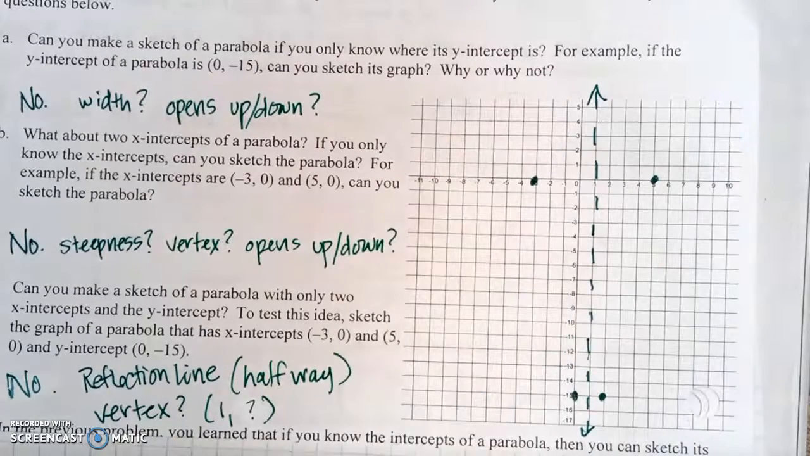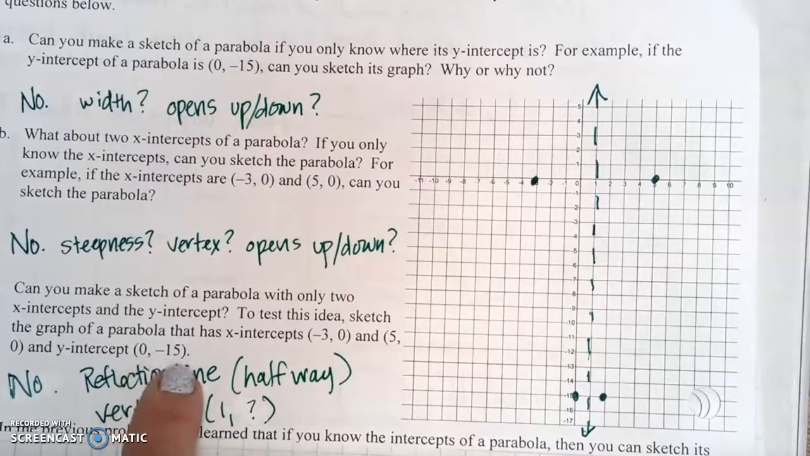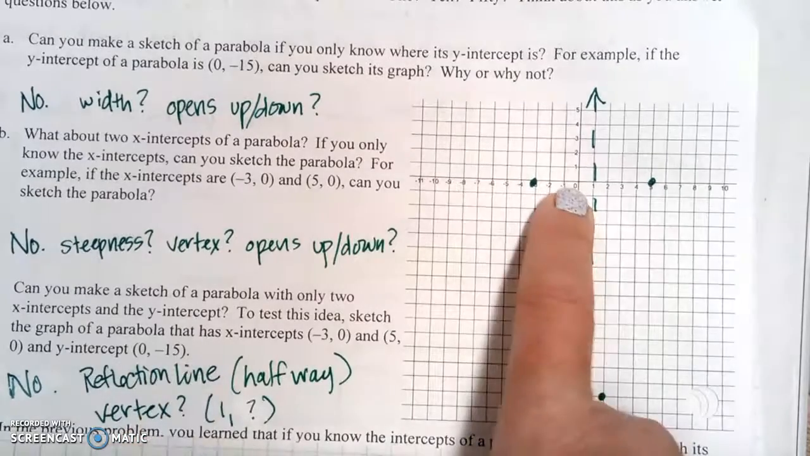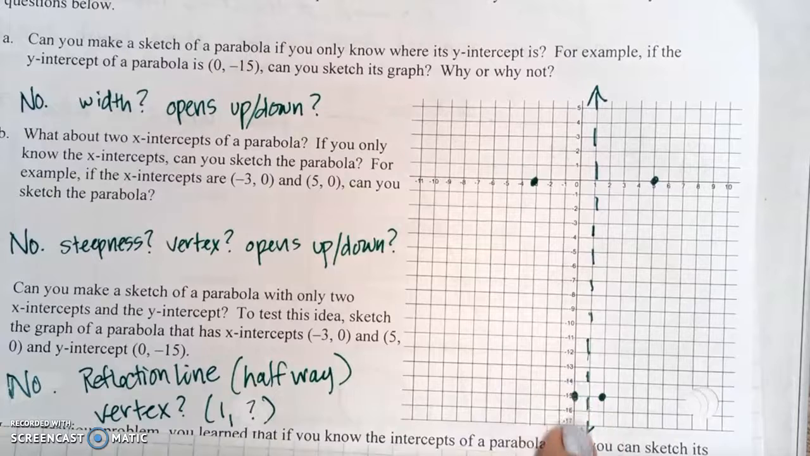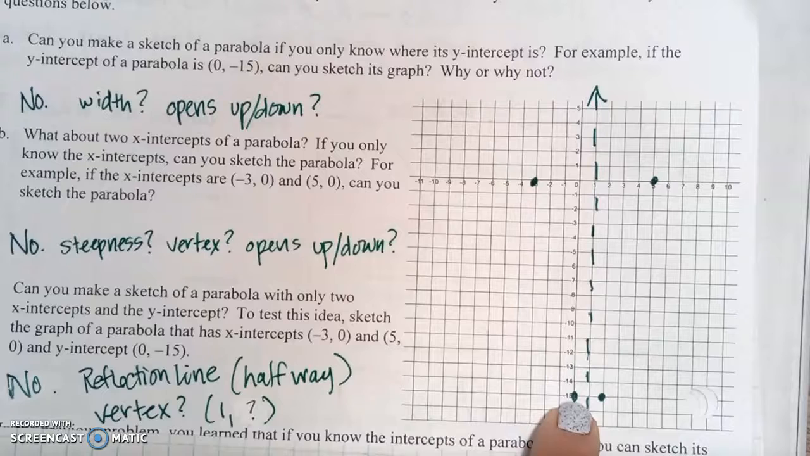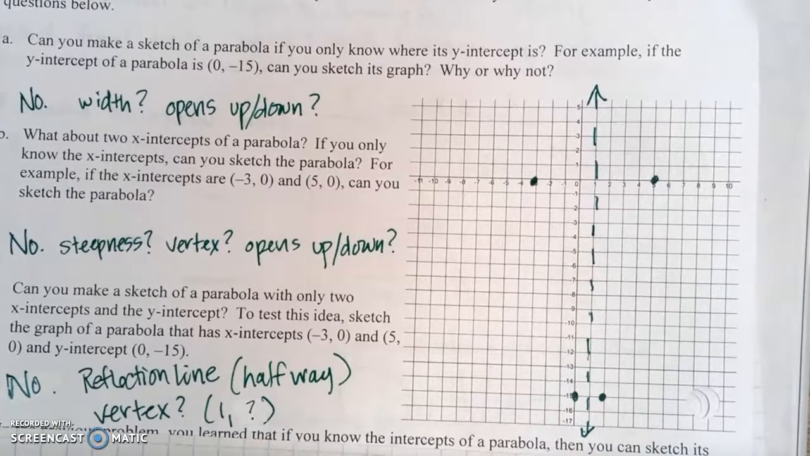and we also know that there's a y-intercept at (0, -15). So here's 0. We're going to go all the way down to -15 and put a point. Okay? But it's not the vertex. Okay? If that point is not the vertex, we don't know where it's at.